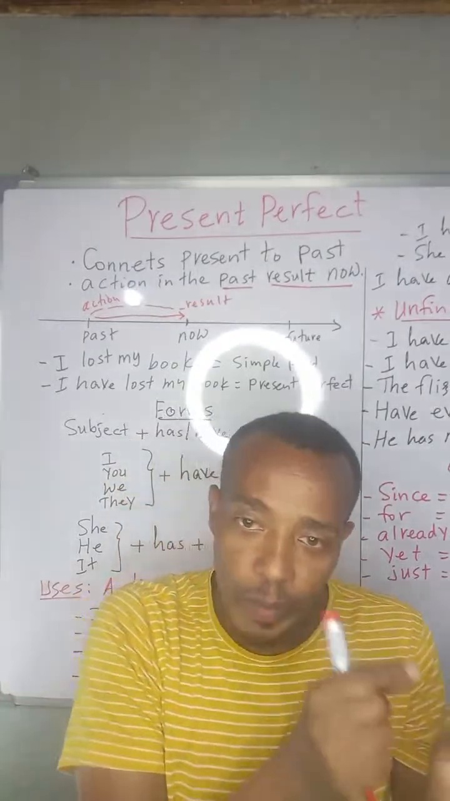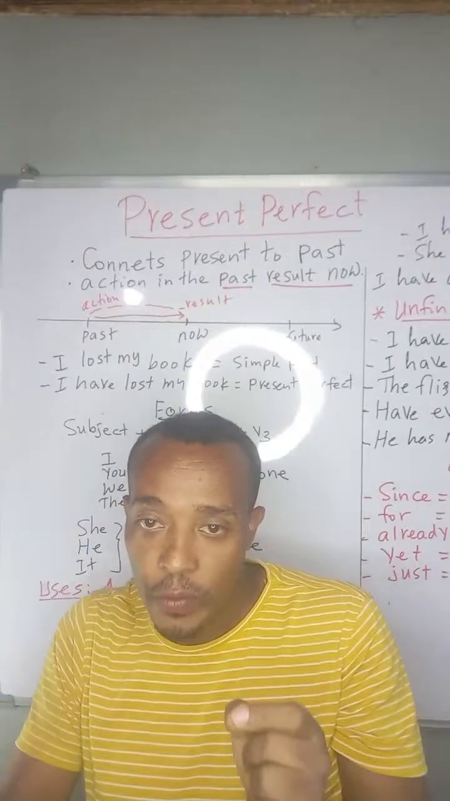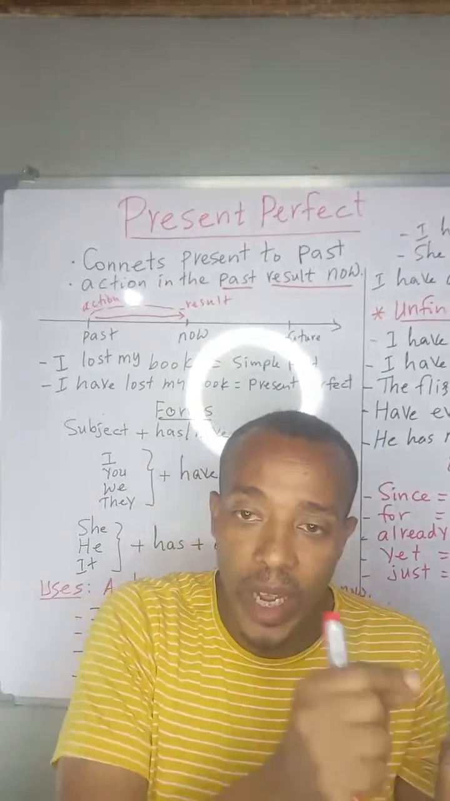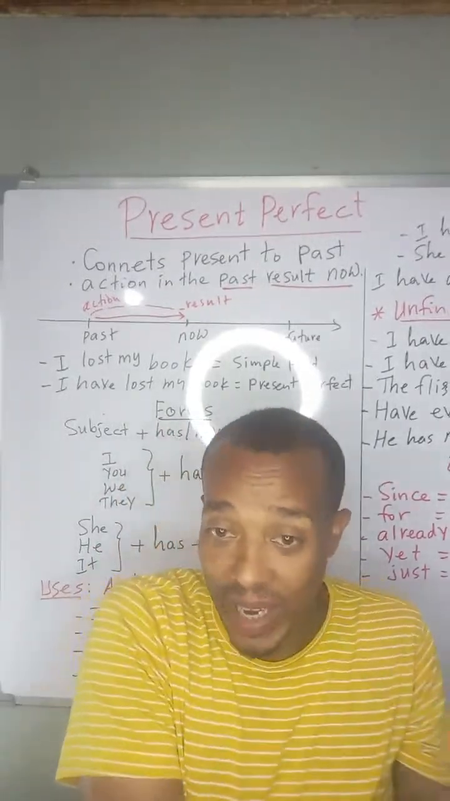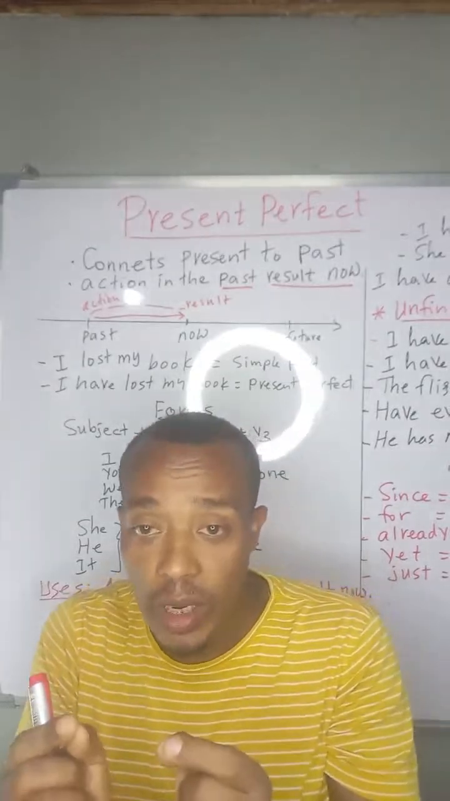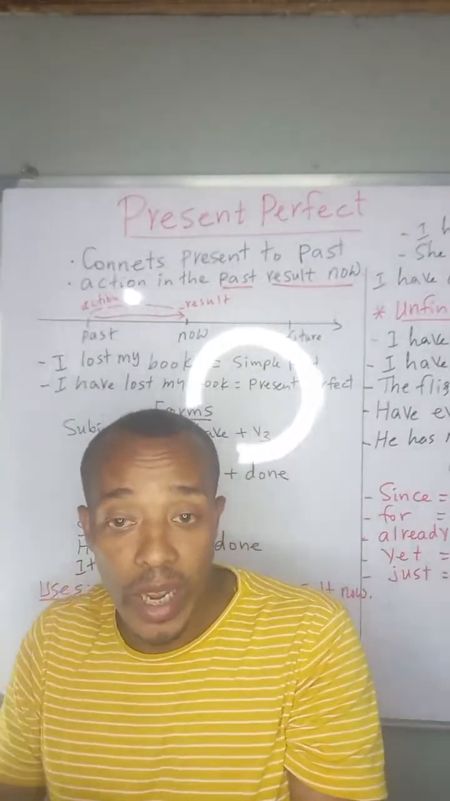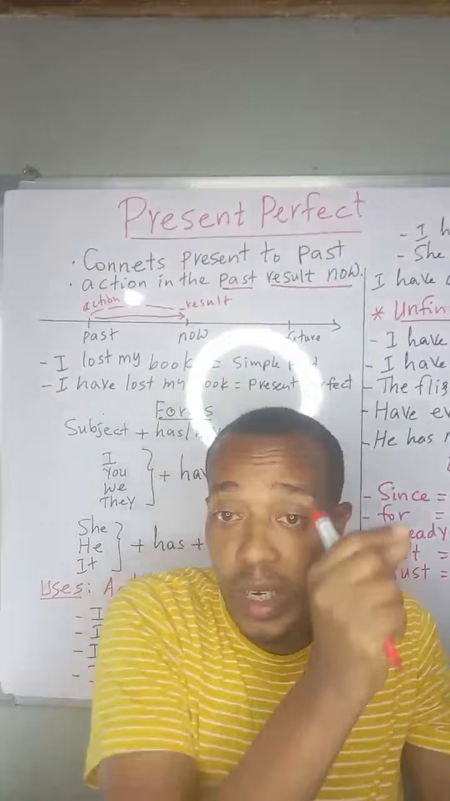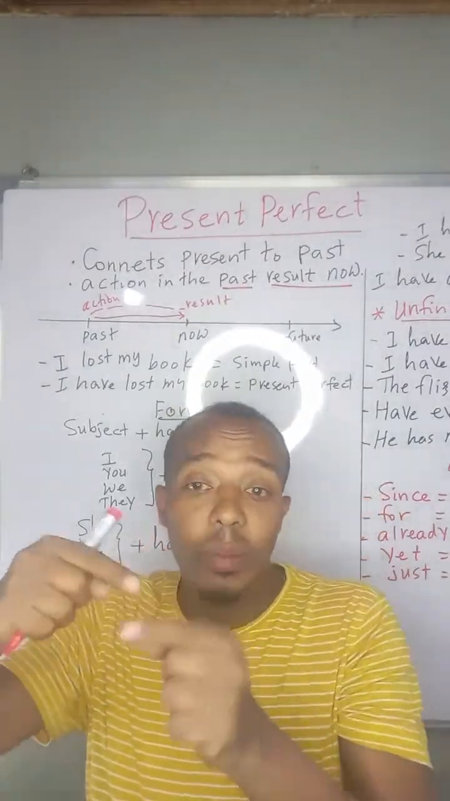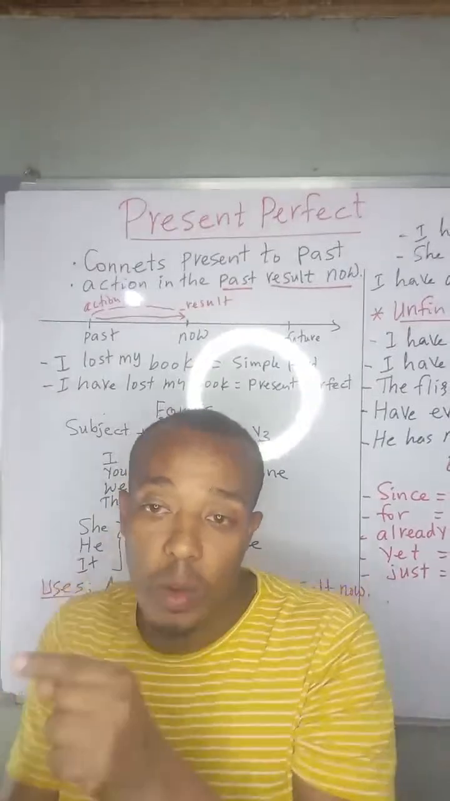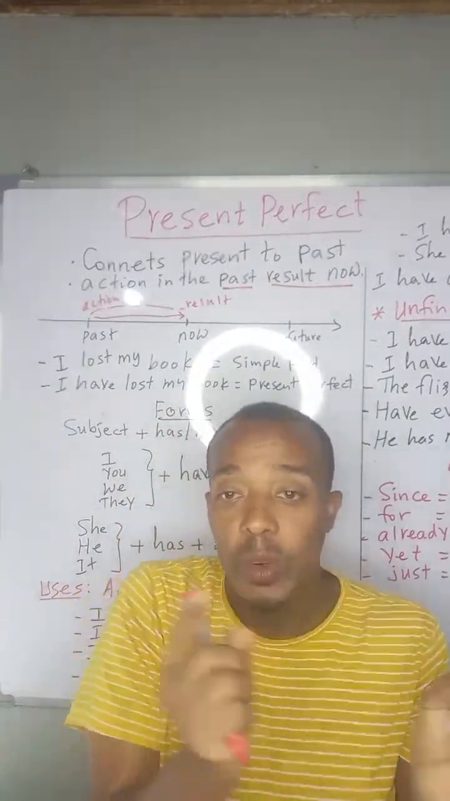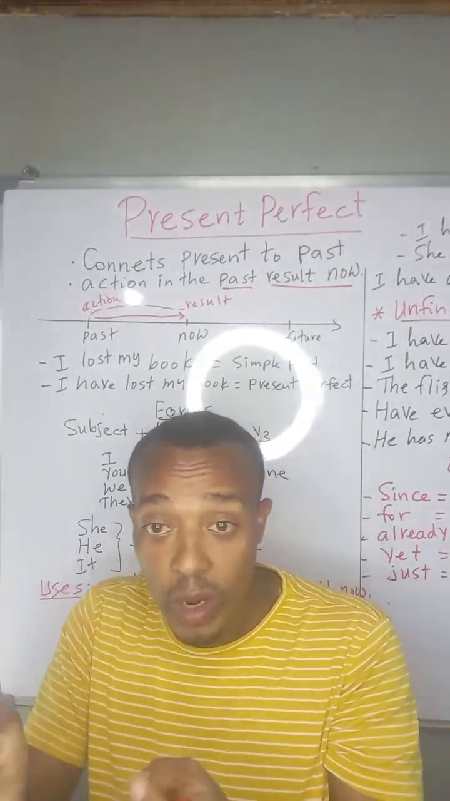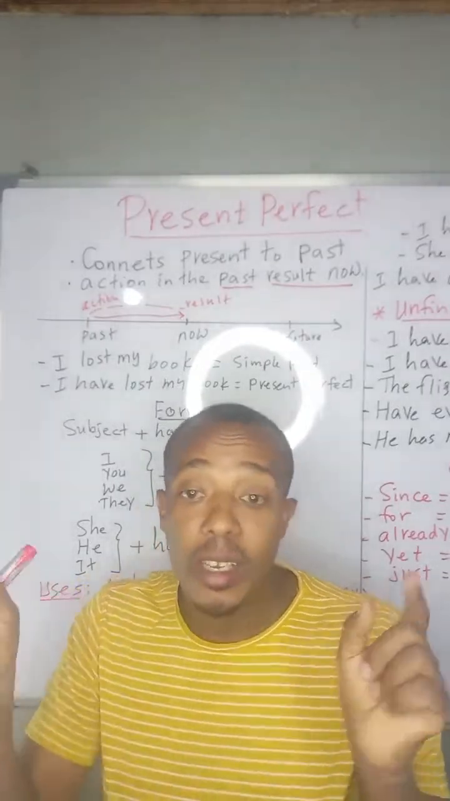Third, an action in the past and experience now. For example, I have played the piano. Playing was in the past, but what I have now is the experience of playing the piano. The action is already done in the past, but the experience continues up to now, or can be seen now. So when I say I have played the piano, it means I can still play it. If I get the chance to play the piano, I have the experience, I have the skill of playing it.